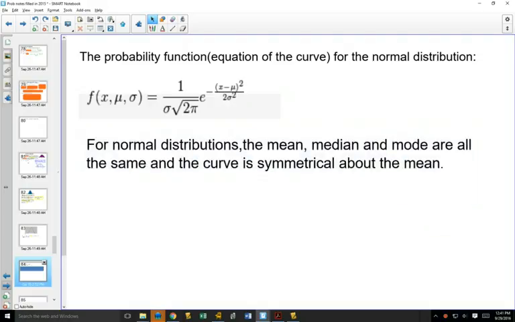The mean, the median, and the mode for a normal distribution are all the same. They're right in the middle. And everything is symmetrical in a normal distribution.